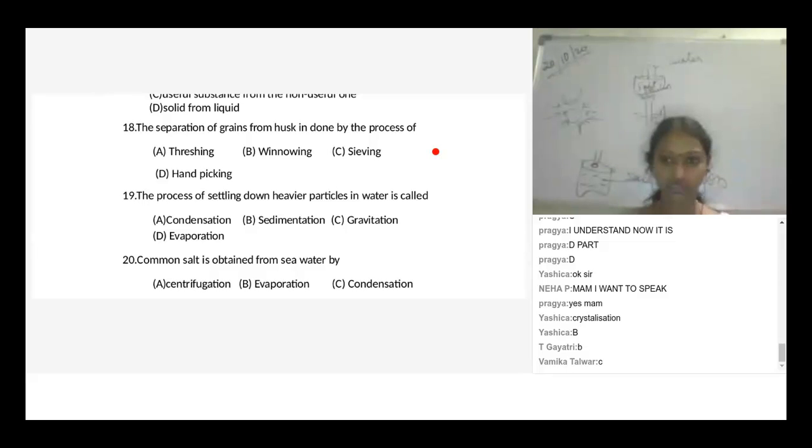Winnowing. The separation of grains from husk is done by the process of winnowing. The process of settling down heavier particles in water is called sedimentation. Very good, sedimentation. Common salt is obtained from seawater by evaporation.